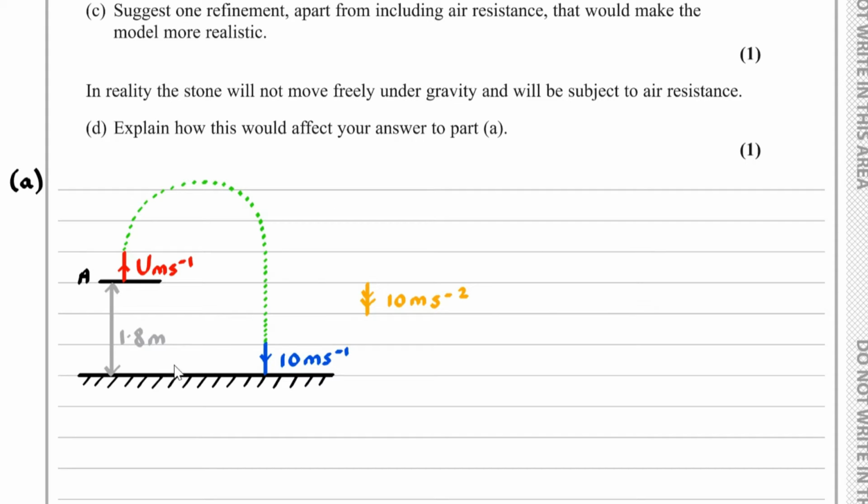Well, for part A, here is a diagram representing the situation. We've got horizontal ground. We've got the point A, which is 1.8 meters above the horizontal ground. The stone is projected from A with speed u meters per second upwards, and then as the stone moves, it hits the ground with speed 10 meters per second. The acceleration due to gravity is 10 meters per second squared. And what we want to do is find out the value of u.